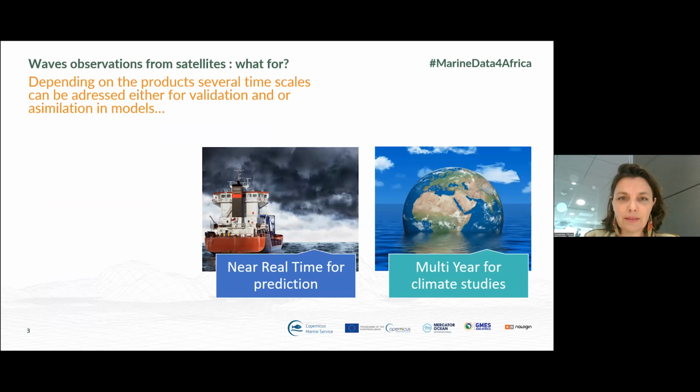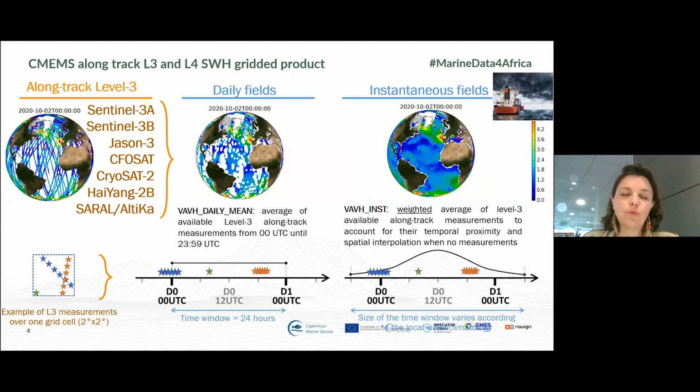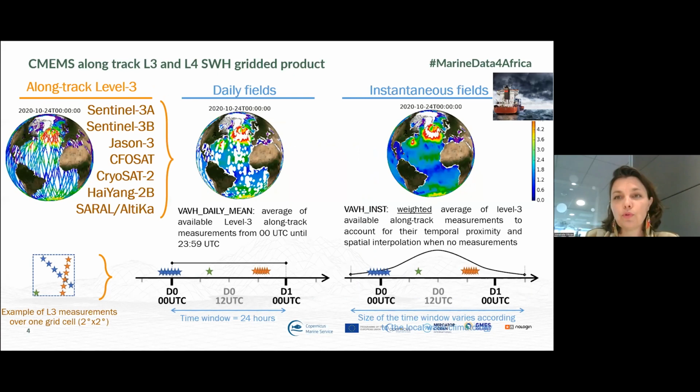So what you will find in the catalog can address different kinds of things. You can use the satellite observations for validation or assimilation in the models, or you can also look at the data for themselves from the satellites. For both, you can either look at near real-time data for prediction, for instance, or multi-year data for climate studies, for instance. So to give you an example, you will see in the catalog three types of near real-time data sets.